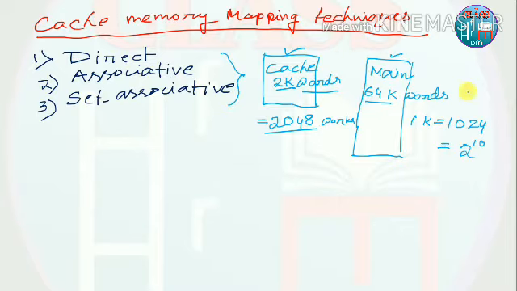Sometimes we consider that 1K means 1000. Clear? But actually it is 2 to the power 10. The value of 2 to the power 10 is not 1000. The value of 2 to the power 10 is 1024. Clear? You have to remember it. So this is your cache memory, and this is your main memory.